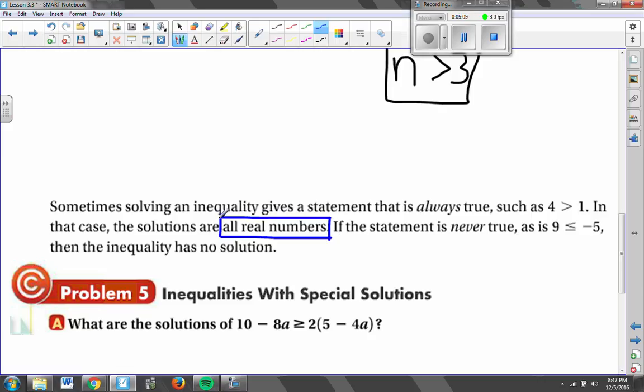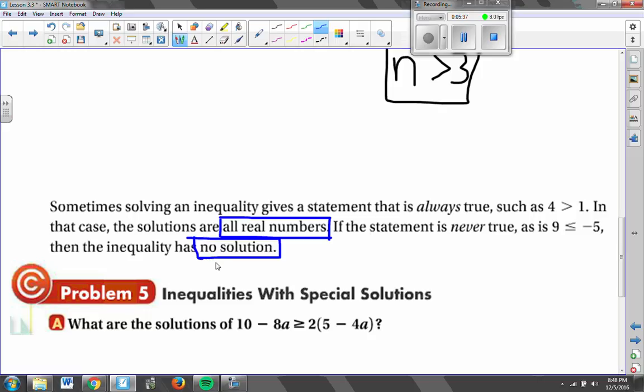If the statement is never true, like saying 9 is less than or equal to negative 5, which is not true at all, we would say the equation has no solution. So when all of our variables disappear, we have to look at what is left over once all the variables are gone and decide if that's always true or never true. Okay, always will mean all real numbers, never means no solution.